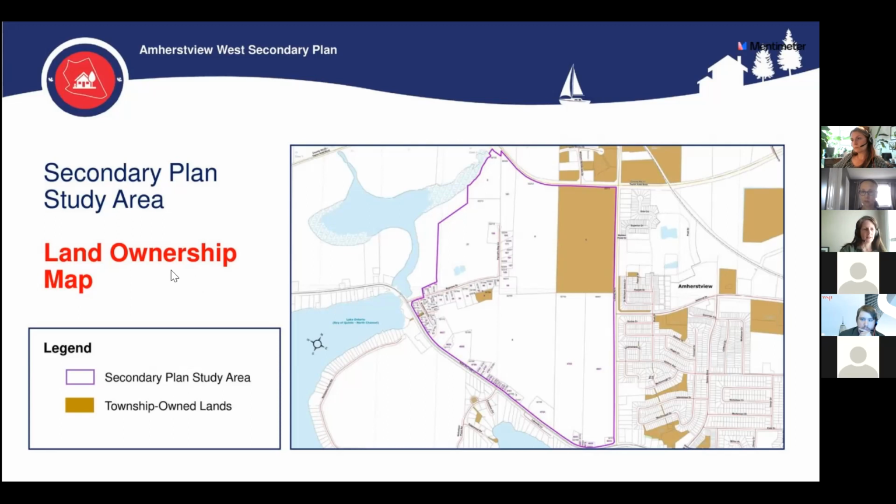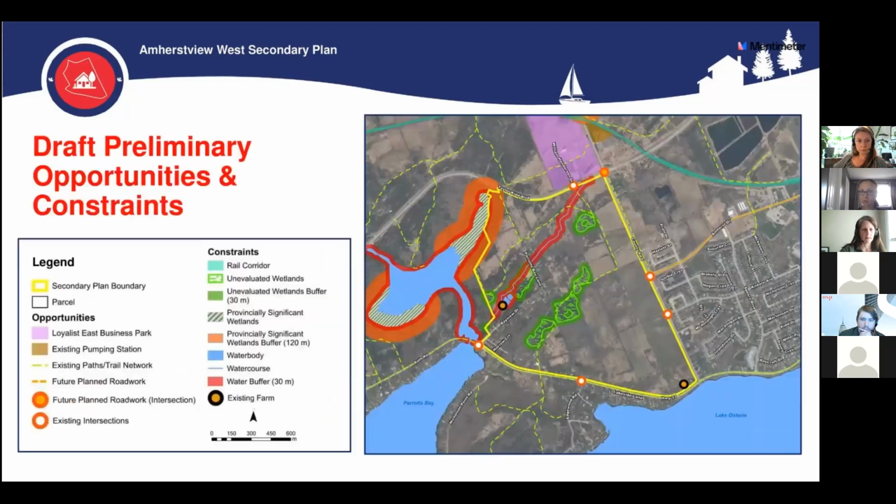And then Jill, you can advance to the next slide. Yeah, and so this map here is an initial draft of trying to identify some of the key opportunities within this secondary plan area and some of the key constraints that we'll have to work around as we develop the land use concepts.